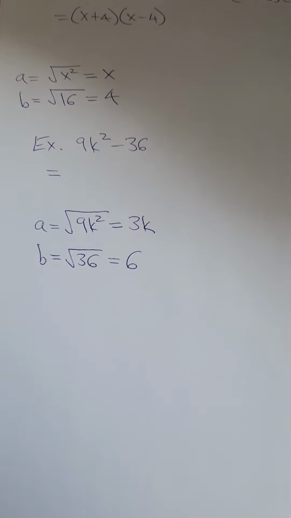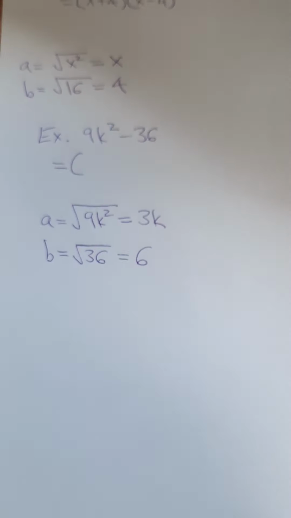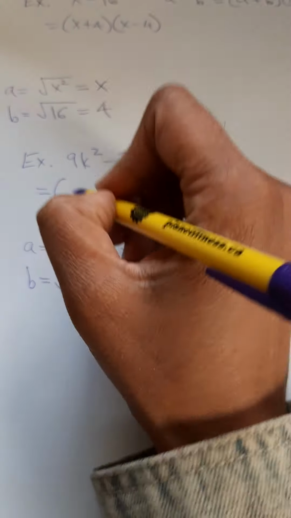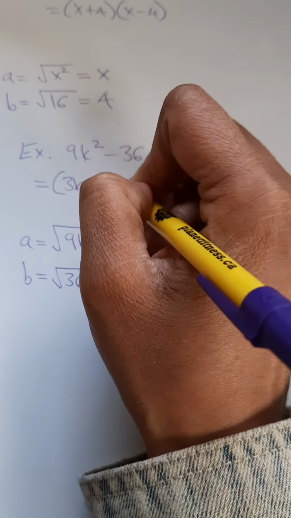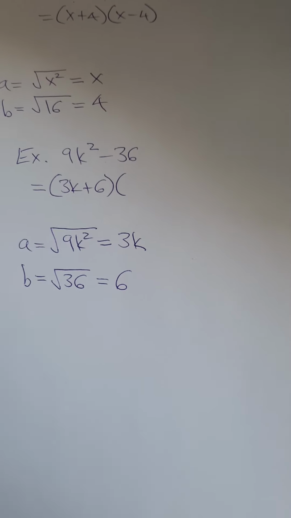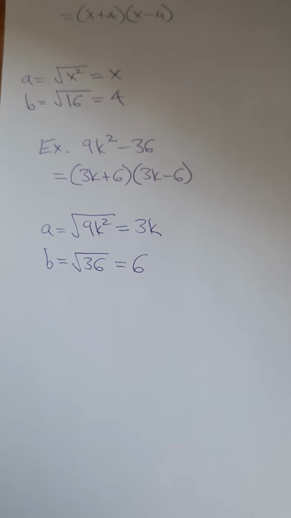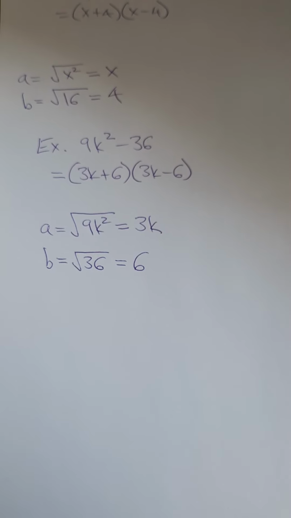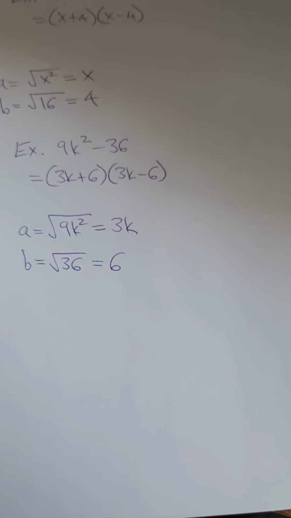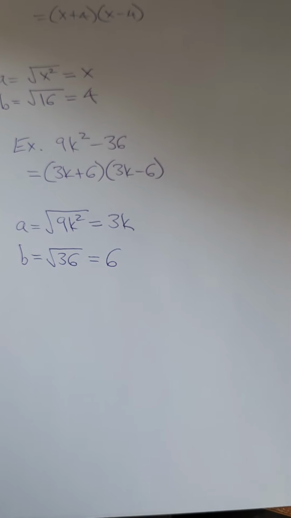So what we're going to do is just take out our factors. We can just write them down. The first factor is going to be, again, a plus b, so we're writing 3k plus 6. Your second factor is going to be a minus b, so we are doing 3k minus 6. It's just as simple as that. Just write out whatever your factors are there, and you don't need to simplify that anymore. Is everyone okay with that?